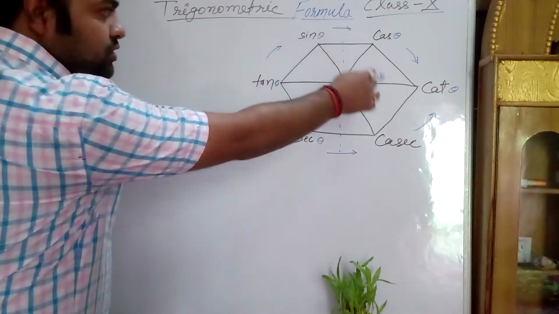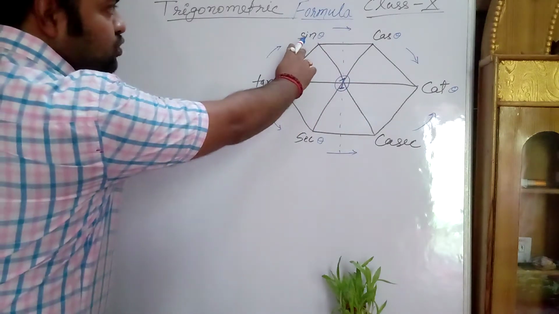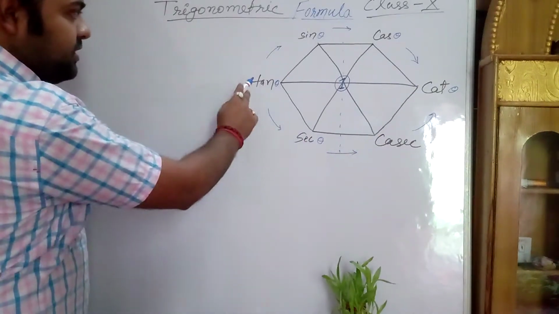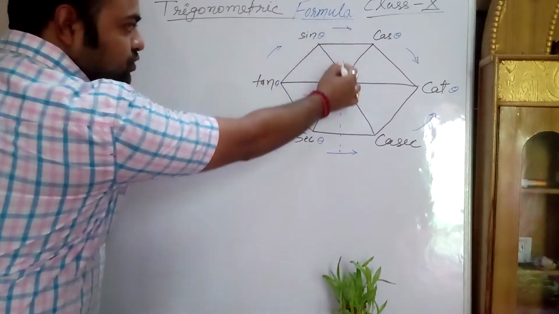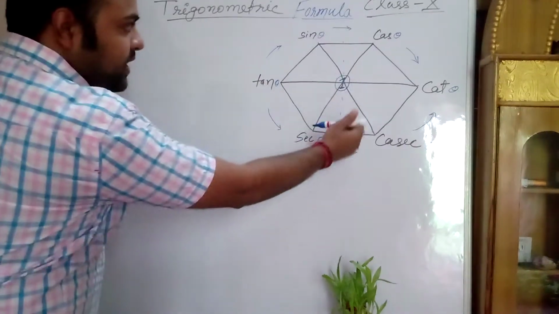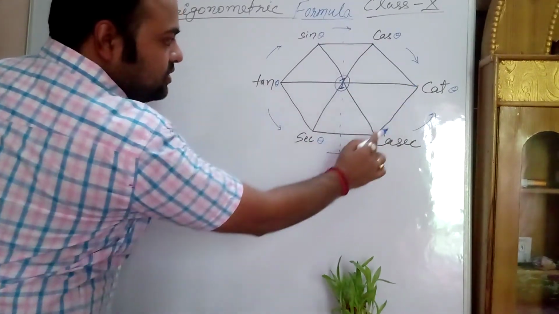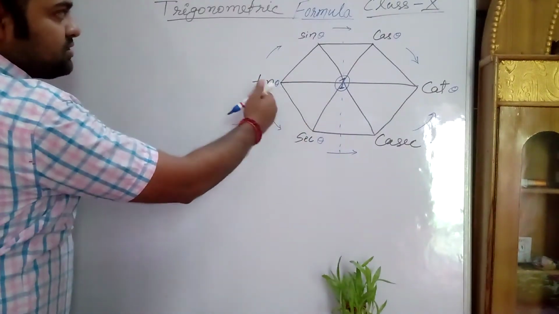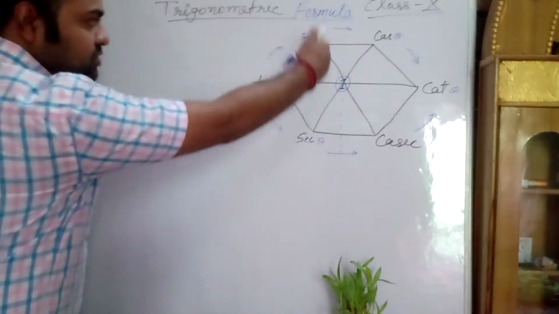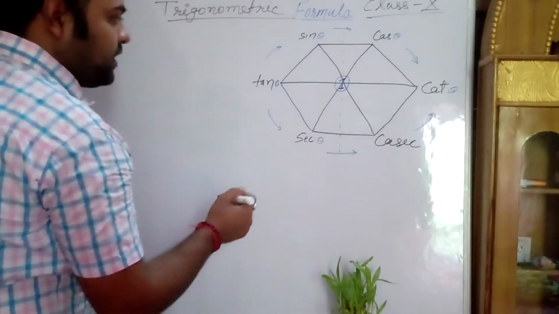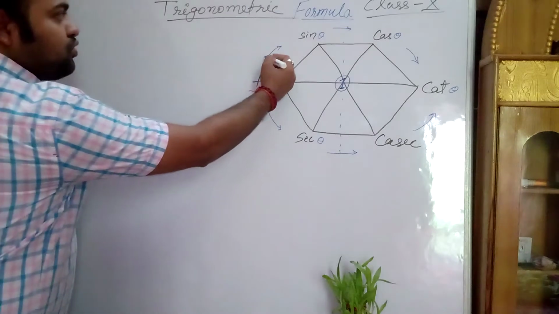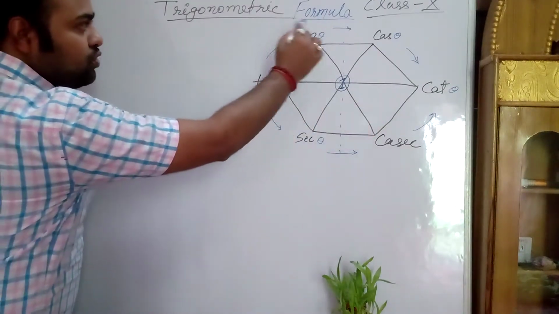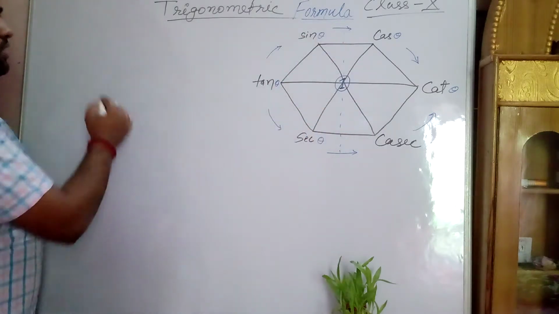Here is a hexagon. In this hexagon, we have sin theta, cos theta, cot theta, cosec theta, sec theta, tan theta. This is a horizontal line. By this horizontal line, all the C components, cos, cot and cosec, are on one side, and the others are on the other side. Now we are going to take the clockwise rotation and the anti-clockwise rotation. By clockwise rotation we are going to give the formulas.